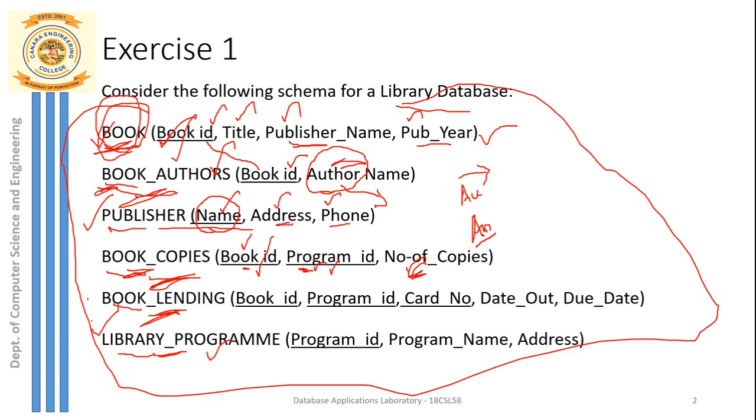So a DBMS book will have a unique ISBN. The different copies of this DBMS book will be available in multiple libraries, and you can see here the number of copies of DBMS book present in each library is mentioned in each row of this table.